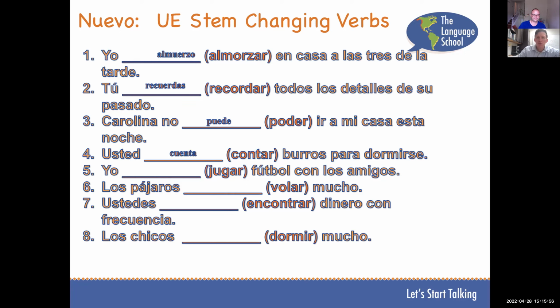So, burros para dormirse. Count donkeys during sleep? Burros is donkeys. You know how we say to count sheep to go to sleep? So in Spanish, they count donkeys to go to sleep.